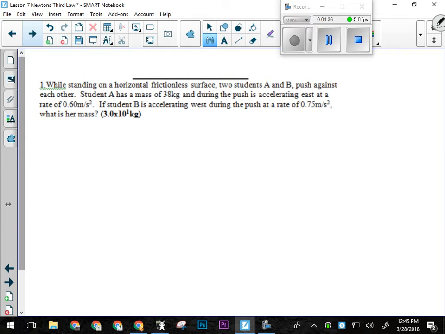So just give it a try here. We're looking for the mass of one of the students. Newton's third law says that for every action, there's an equal and opposite reaction. What we know in this question is that there's two students, one's 38 kilograms, the other's mass is unknown. So we're going to say that the mass of student 1 times the acceleration of student 1 equals negative mass of student 2 times acceleration of student 2. The numbers we have are the rates of acceleration for both and the mass of the first student.